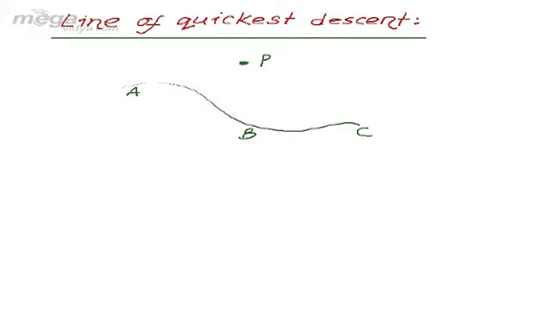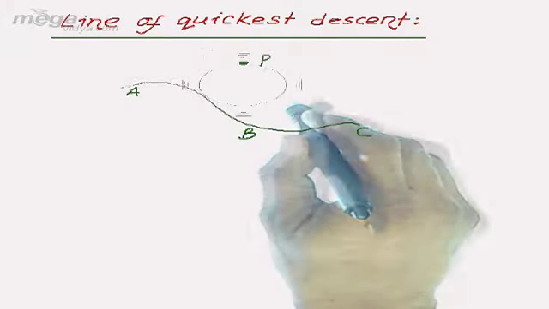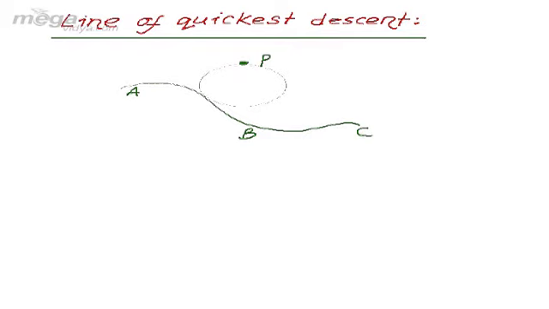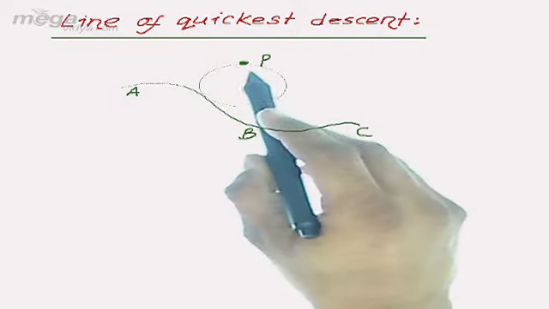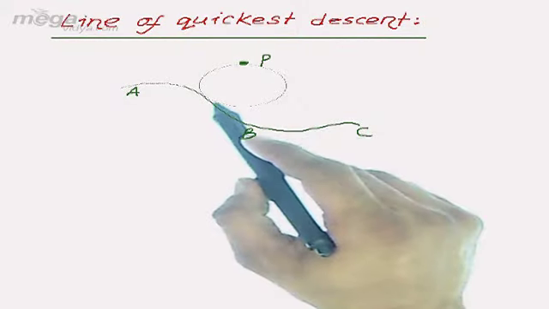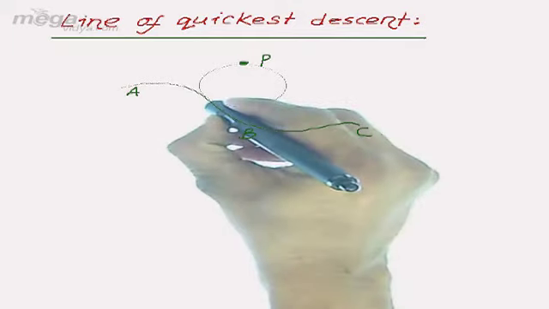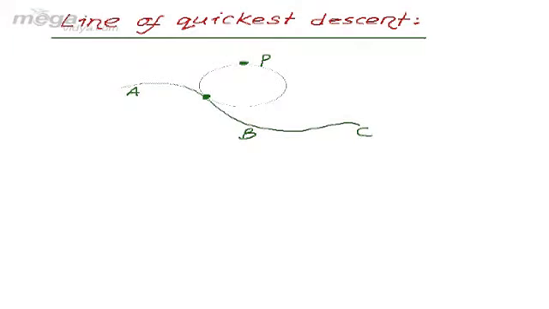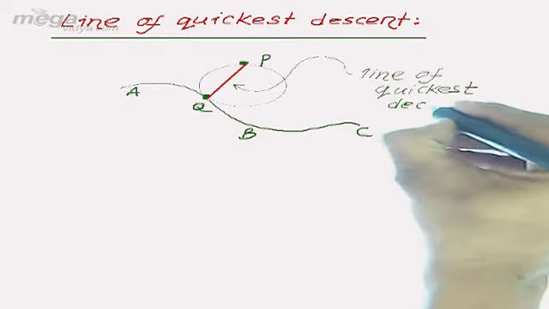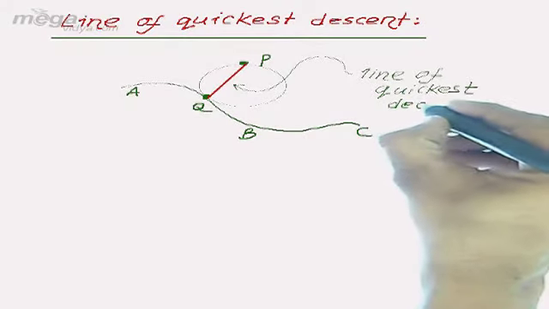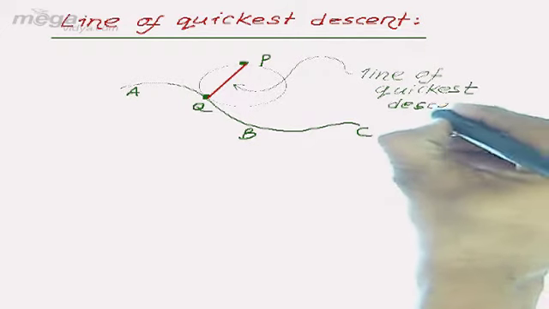For it, what we do, we just draw a circle about the point. To find it, draw a circle with point P at its highest point and touching tangentially the curve at point Q, which is here. The line PQ is the line of quickest descent.